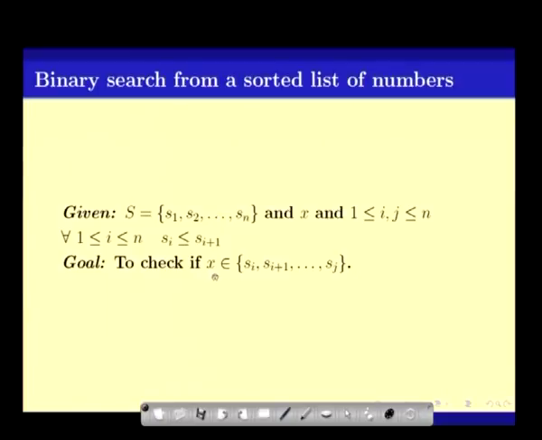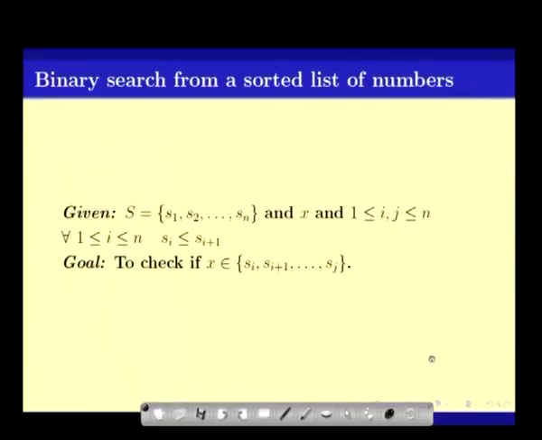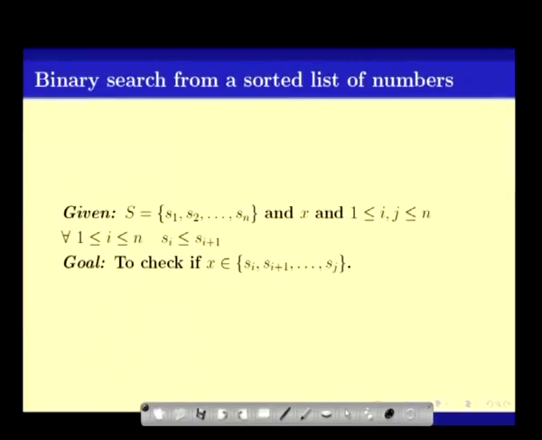Now, we want to check not whether X exists in S1 to Sn, but whether X is in this set Si, Si plus 1, Si plus 2 to Sj. So, this is kind of telling us that here is a set, or you can imagine that we have been given a library and someone has asked, can you check whether this particular book is in this shelf? Somebody has given us a start point and an end point and we want to check whether X is between the start point and end point. Now, if we define a function like this, clearly how do we check whether X is in the set S? It is obvious, we just call this algorithm with I equals 1 and J equals n, and we will get our answer. So, this is a more general setting than the normal searching for an element.